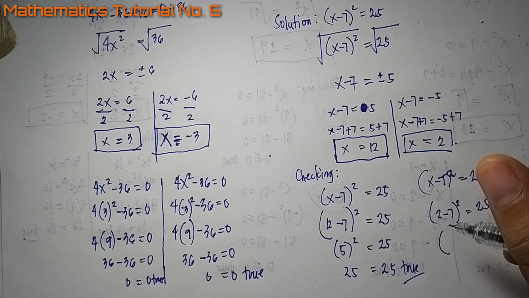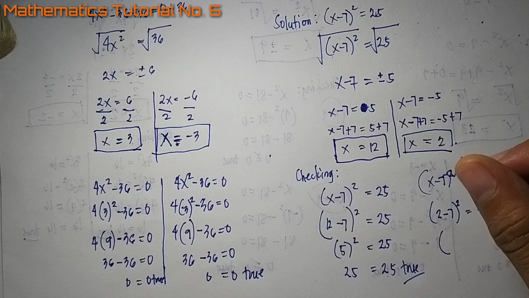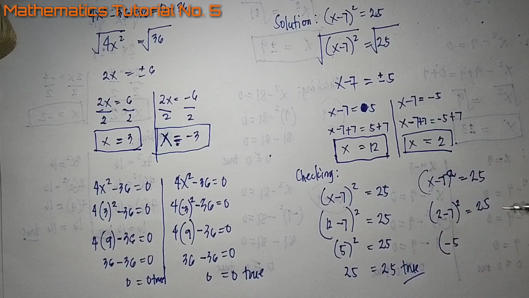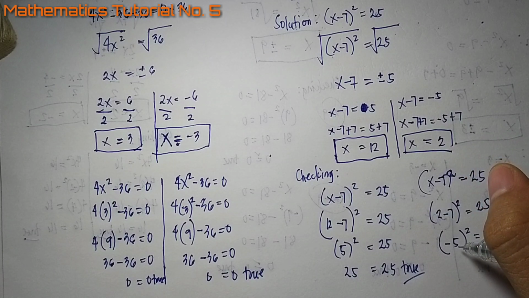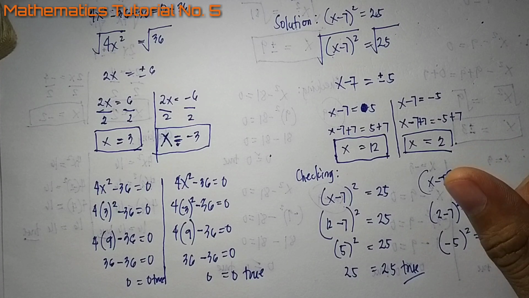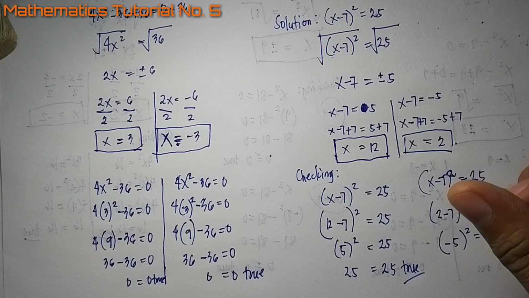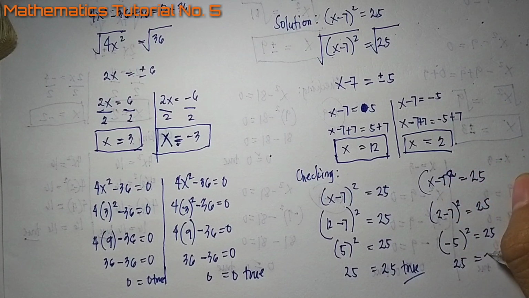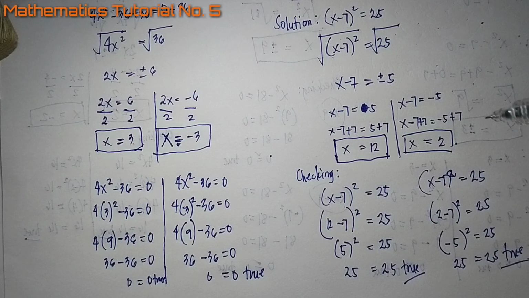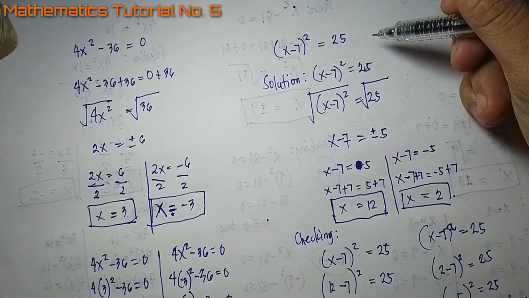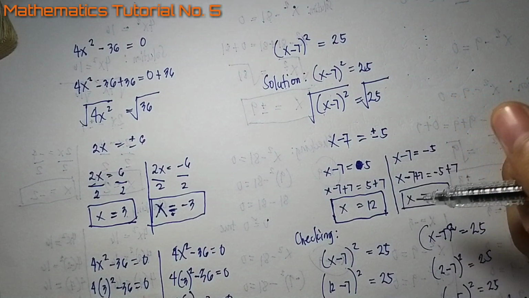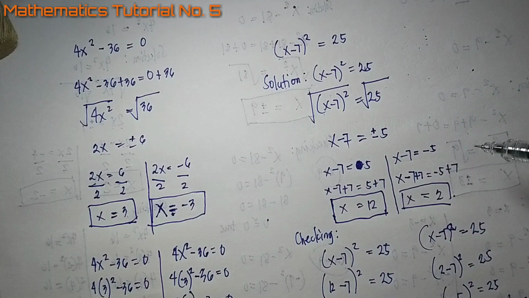So unahon nato og simplify ang naa sa sulod sa parenthesis. 2 minus 7. Di ba? Negative 5. Negative 5 squared is equal to 25. Negative 5 squared, that is negative 5 times negative 5. So that is positive 25. Which is true man gihapon. So correct ang atong answer nga 2. So the roots of the square of x minus 7 is equal to 25 are positive 12 and positive 2.